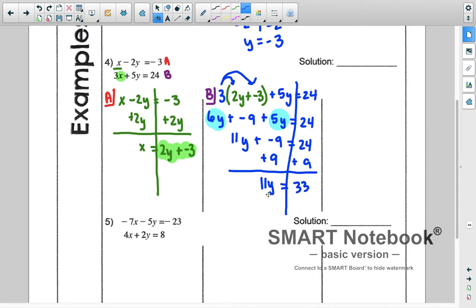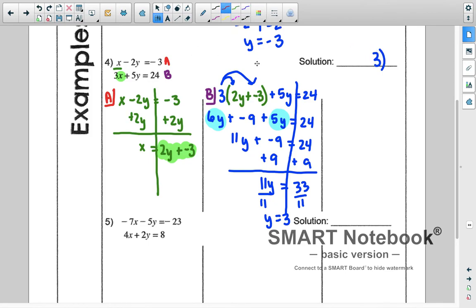Okay, and then to get rid of that multiplying by 11, we divide by 11. So y equals, and then 33 divided by 11 is 3. So in my solution, I know it looks like this is the solution, but that's actually for the next problem. In my solution, I know y is 3. So I'm going to put that in that second place because remember it goes x, y.